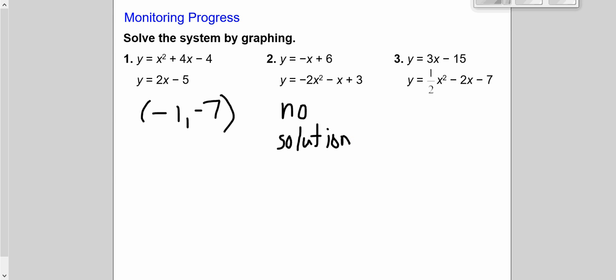All right, type in your 2 equations for number 3. For the fraction, you'll just do 1 divided by 2, and then use the over arrow to get out of the fraction before you type your x squared. There's 2 answers for this one. See if you can find them both. I'm not going to graph this one for you. I need you to graph it.